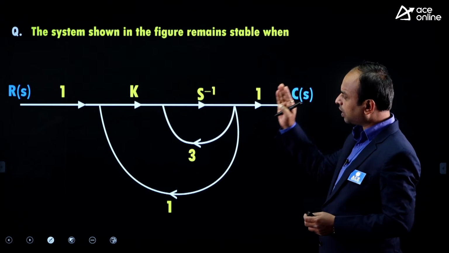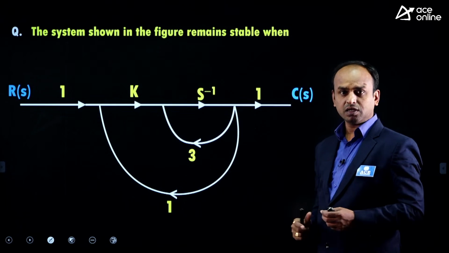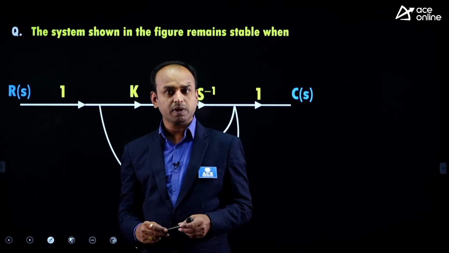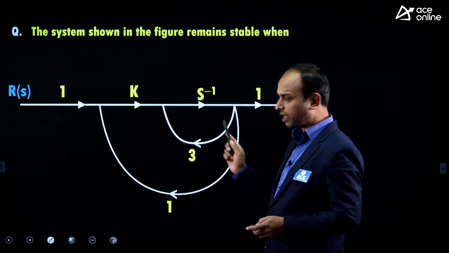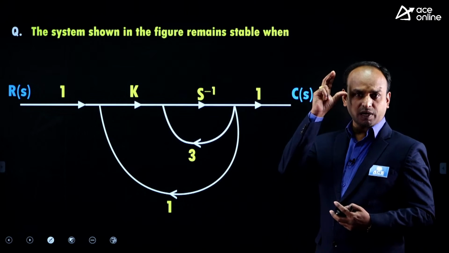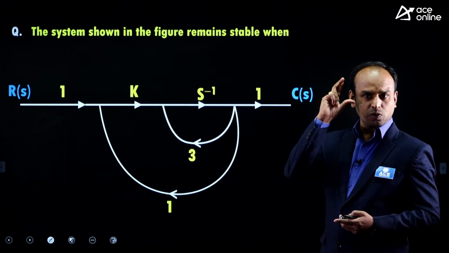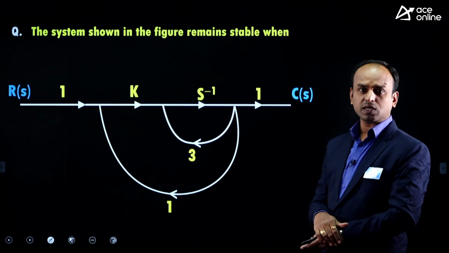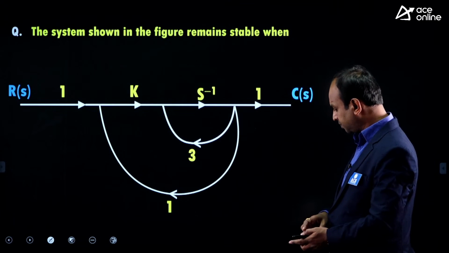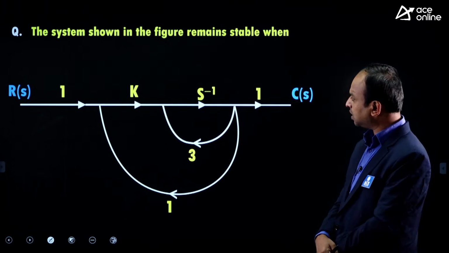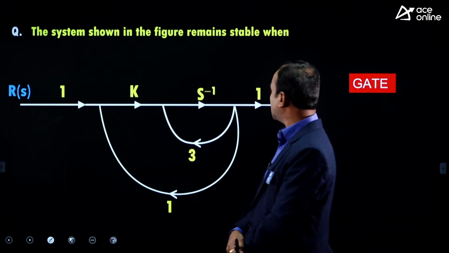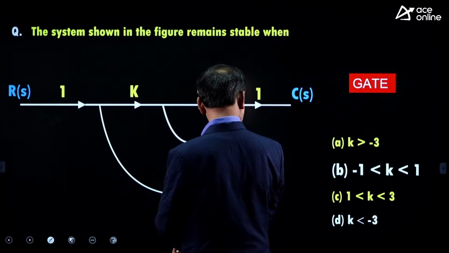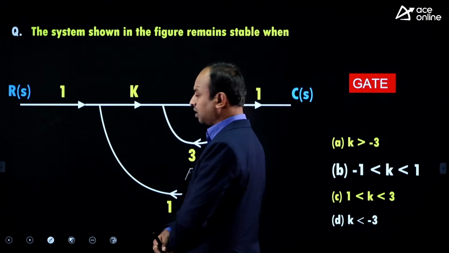So whenever a block diagram or signal flow graph is given, find the overall gain by using Mason's gain formula. The overall transfer function is nothing but the system transfer function, that is nothing but the closed loop transfer function. After finding the denominator part, that is called the characteristic equation, then use the RH method. So this type of question is also asked. Now, by using Mason's gain formula, it is a GATE question. These are the options given.